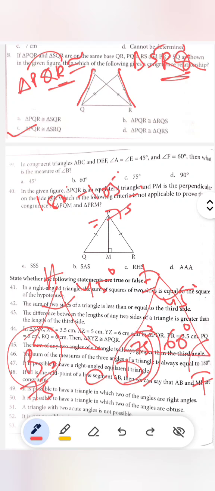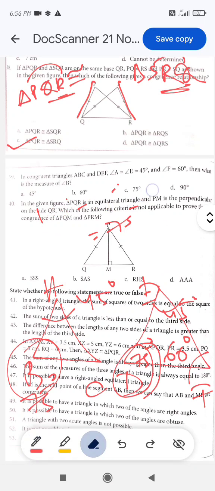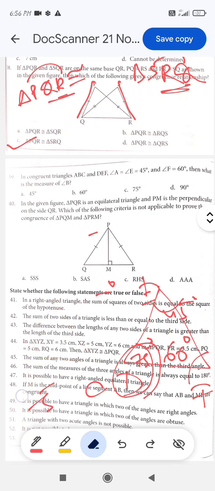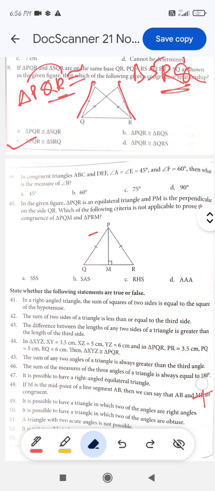Triangle ABC is congruent to triangle DEF. Let me check. So let it be that one is 75 degree. Now the last question, question number 40.